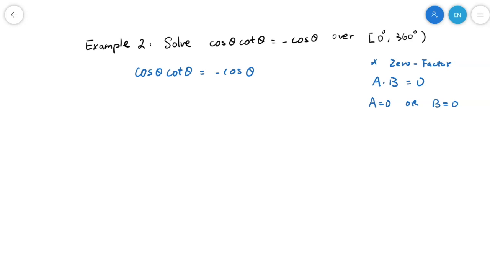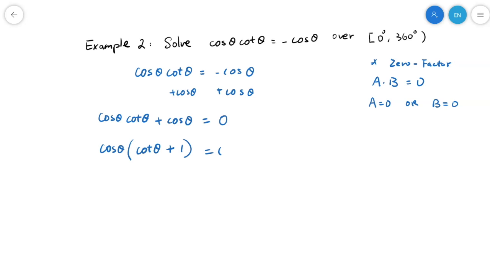So first I'm going to add the cosine theta on both sides. So I end up with cosine of theta times cotangent of theta plus cosine of theta equals 0. And then in order to use the zero factor property, I need to have a times b. So I'm going to factor out the common factor here, which is cosine theta. Then the first term will only have cotangent of theta, the second term only has 1. So I end up with cosine of theta times cotangent of theta plus 1 equal to 0.